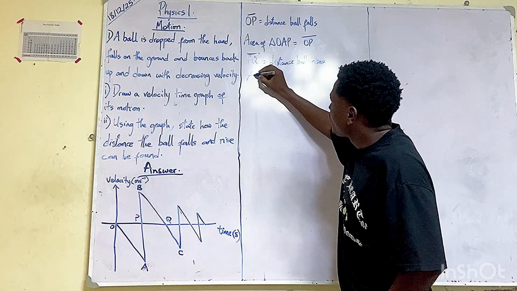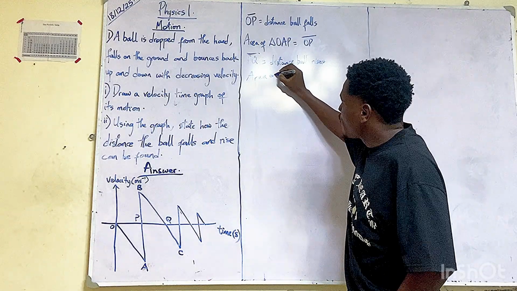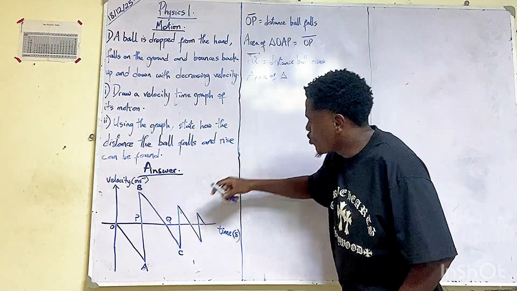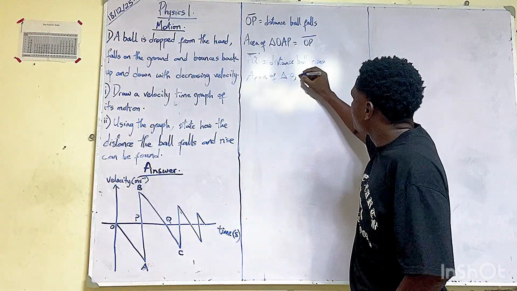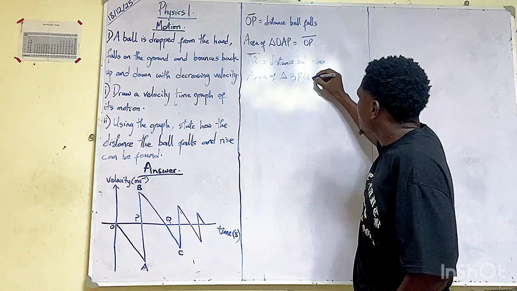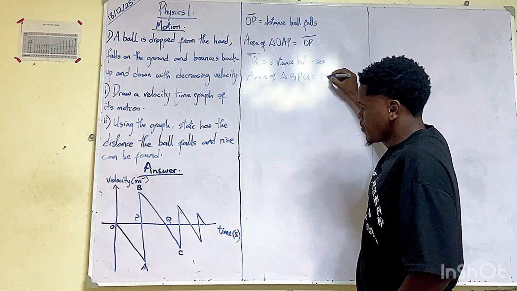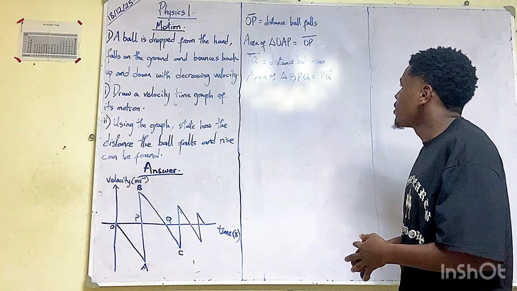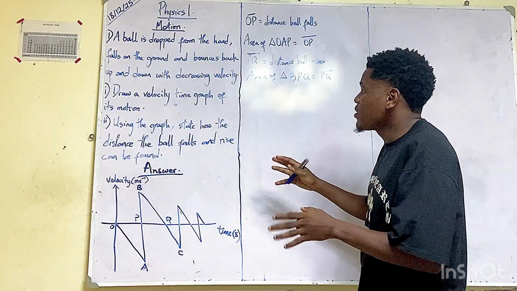it is going to be the area of triangle BPQ. That's what is going to give you this distance. Hope you understand. So we have answered the two questions.